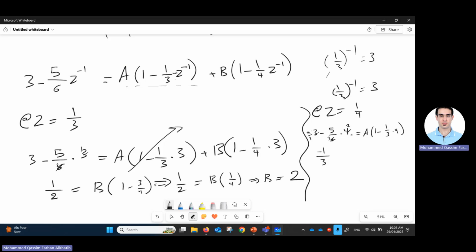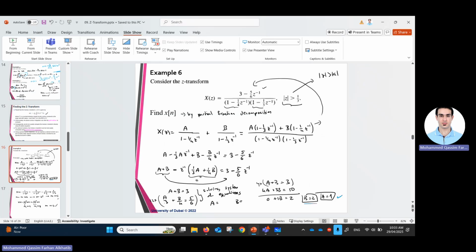Just algebra, just make sure that you have it right. 5 times 2, that's 10 over 3. And I have 3, which is 9 over 3. 9 over 3 minus 10 over 3, that's negative 1 over 3 equals A times 1 minus 1/4 over 3, negative 1 over 3. So I believe A should equal 1. Let's go back to the slides. A equals 1. So we're on the right track.